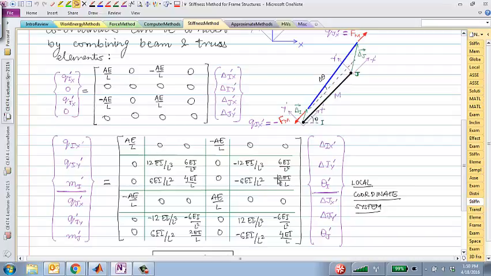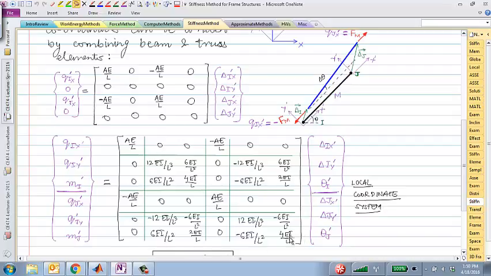This is a force displacement relationship for a frame element in its local coordinate system, right? So it doesn't really matter in what orientation the frame element is. This will always be the relationship for a frame element in its local coordinate system. And what does it depend upon? It depends upon area of cross section, Young's modulus, length of the element, I, second moment of area of that beam, and pretty much nothing else.